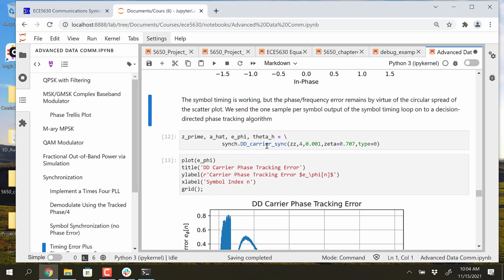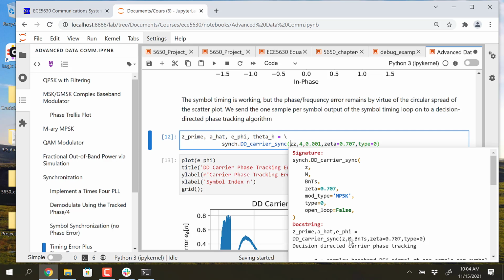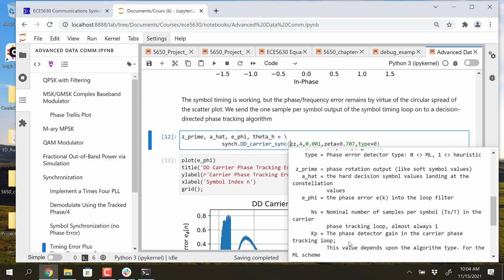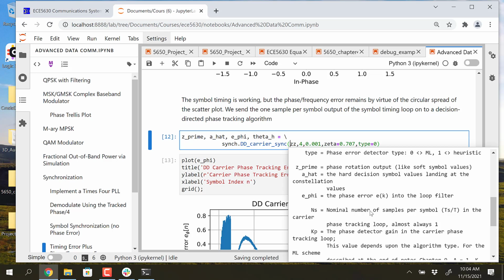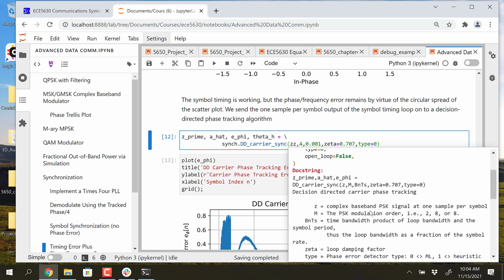And now I come down here and I have another type of carrier sync. This will be a decision-directed carrier sync. This is like the one in the earlier block diagram. This is not using a fourth power loop or anything like that. What it's doing is finding the angle heuristically, or actually there's several algorithms inside of here at this point. There's options that are available. Again, motivated by the Rice book, but there's several different algorithms that are available in here.